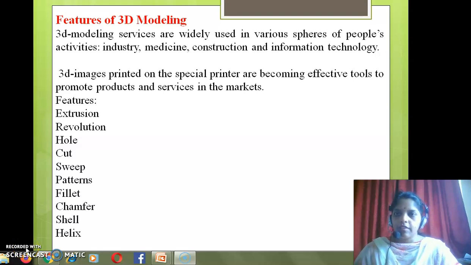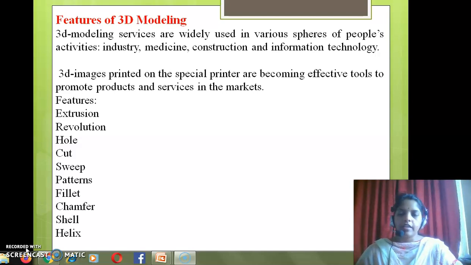Hello, today we will see features of 3D modeling. 3D modeling services are widely used in various spheres of people's activities: industry, medicine, construction, and information technology.